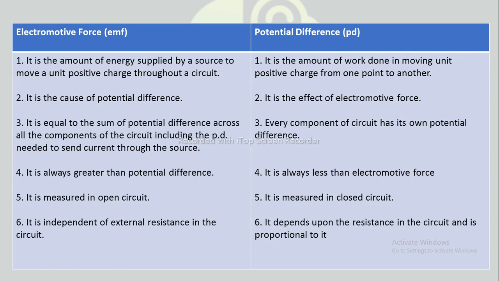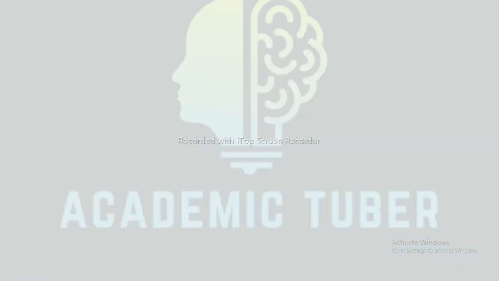Electromotive force is always greater than potential difference, whereas potential difference is always less than electromotive force. Electromotive force is measured in an open circuit, while potential difference is measured in a closed circuit. And electromotive force is independent of external resistance, whereas potential difference depends upon the resistance of the circuit and is proportional to it as well.